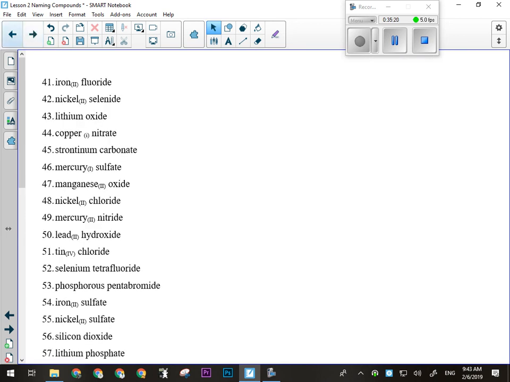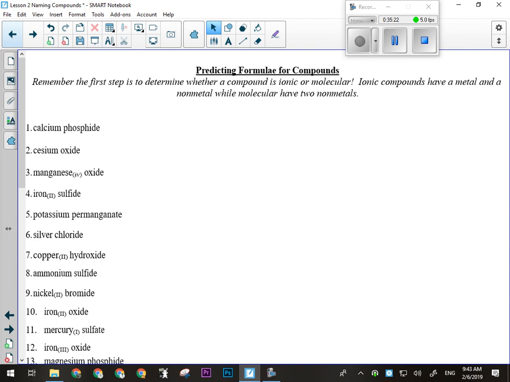All right. So what I want you guys to try here is, let's try 1 through 5 for right now. This is working on, I give you the name, you have to come up with the formula. Let's try those 5 for right now, and we'll see how we do on those. Okay, let's have a look at a few of these here. I think we already did calcium phosphide. I think I actually picked that one by accident.